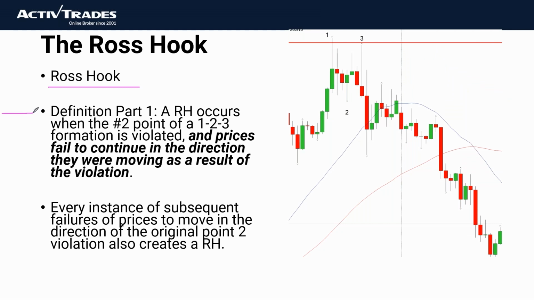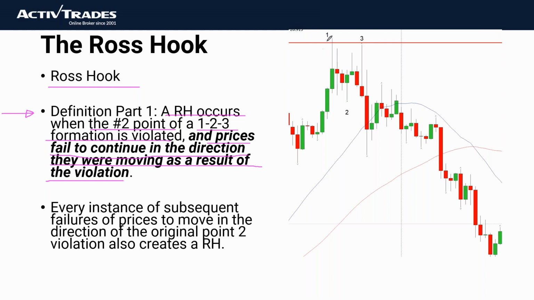The first version, the first definition of a Ross hook. A Ross hook occurs when the number 2 point of a 1, 2, 3 formation is violated, and here's the important element, and prices fail to continue in the direction they were moving as a result of the violation. All right, what does that mean? So here's an example here.